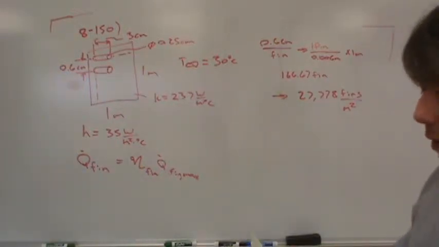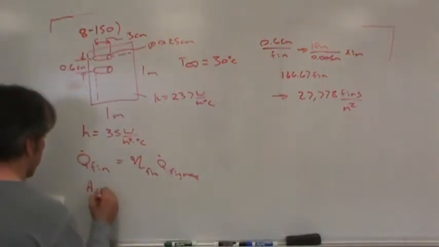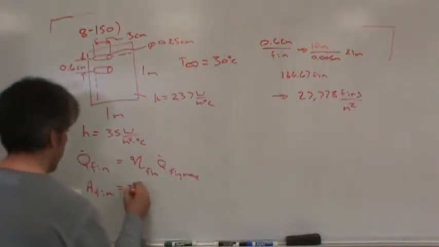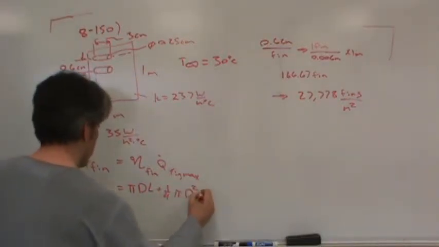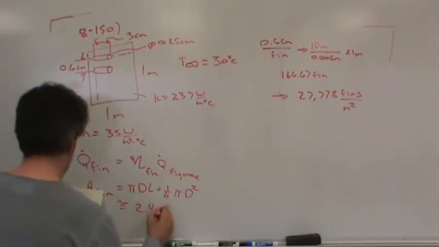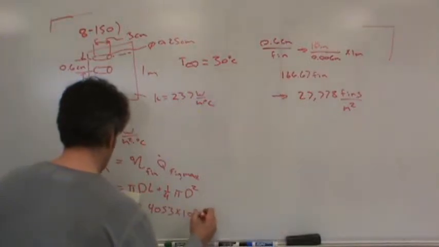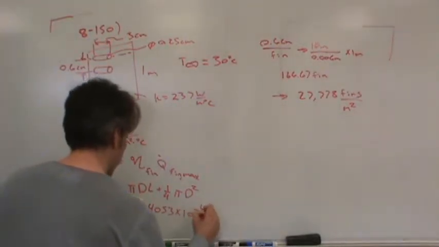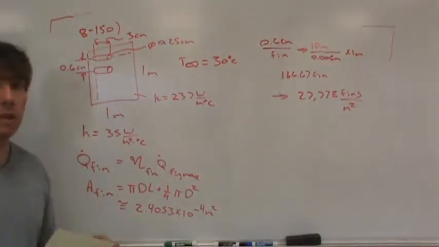So, a couple of handy things. First of all, the area of a fin would be pi d l plus 1/4 pi d squared. When you calculate that, you get about 2.4053 times 10 to the negative fourth square meters. So that's how much area each fin contributes.